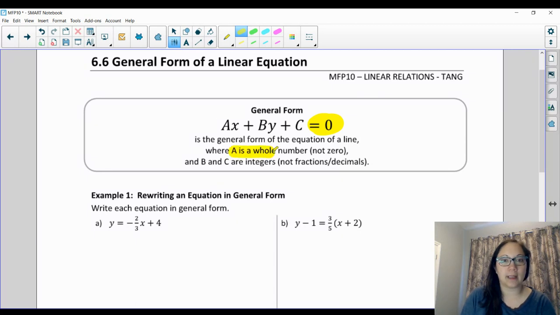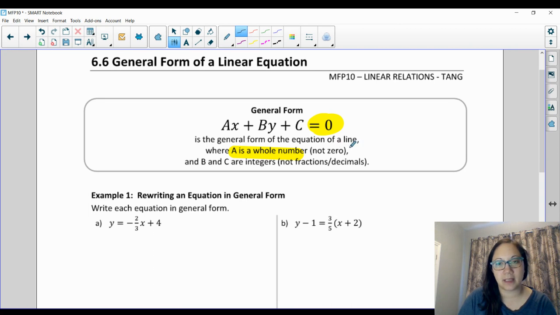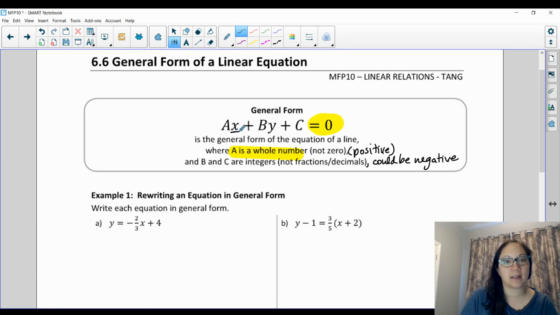And a is a whole number, which actually means that a also has to be not 0, not a fraction, and it has to be positive. Okay, and b and c are integers, so not fractions and decimals, but they could be negative. Okay, so we're always going to try and write it so that our x is first, then our y term, then our constant term, then equals 0, and we want to make sure that we start with a positive and no fractions or decimals.